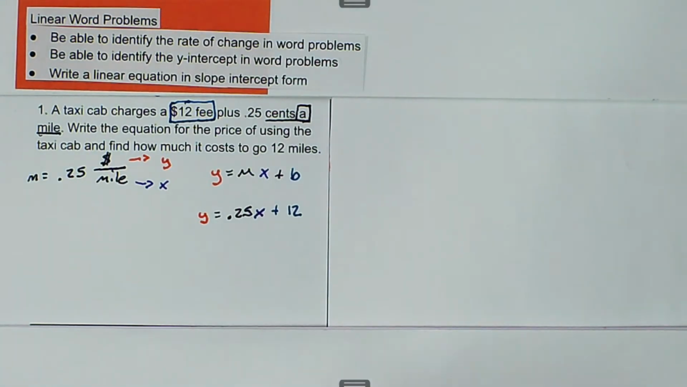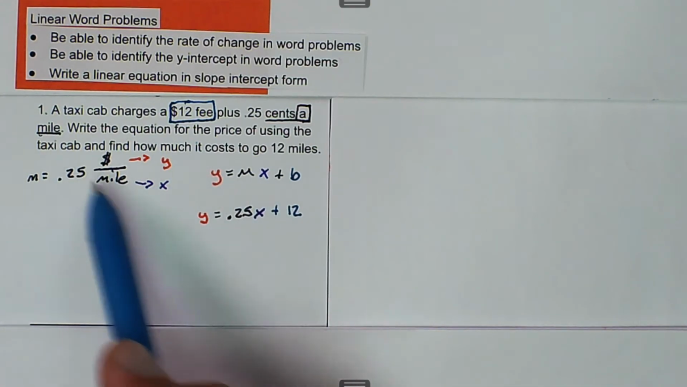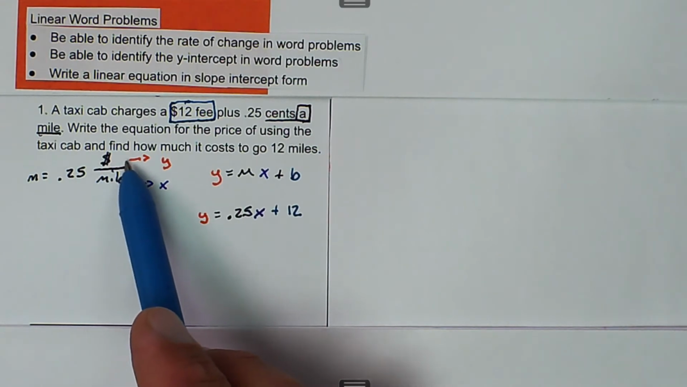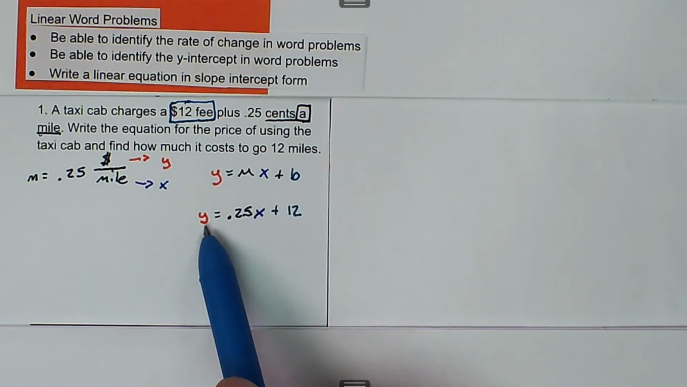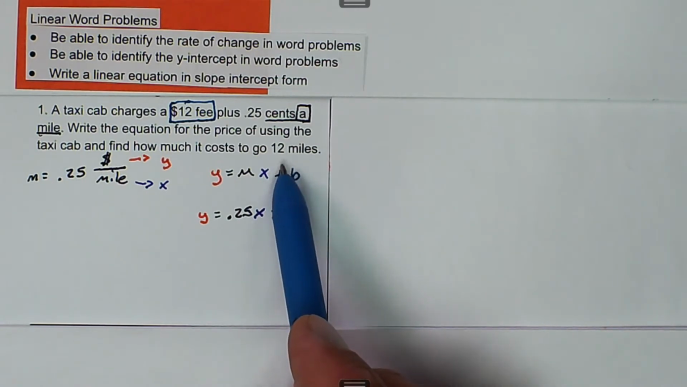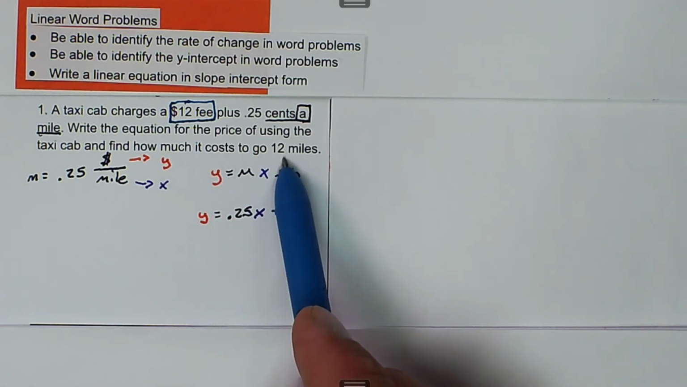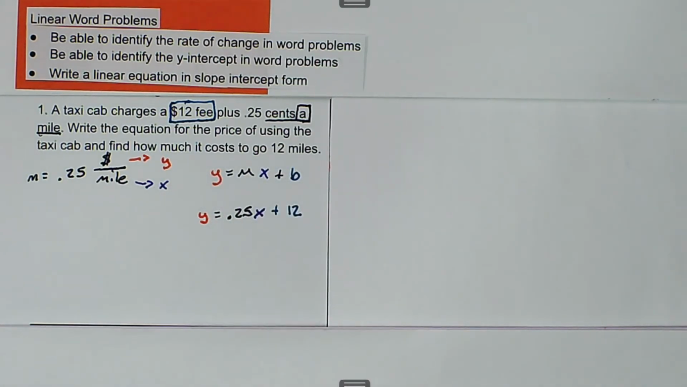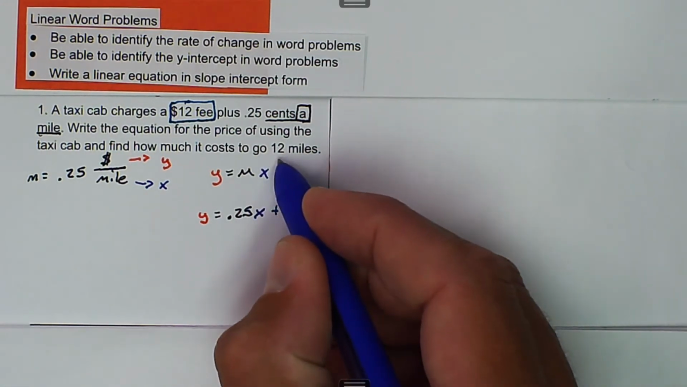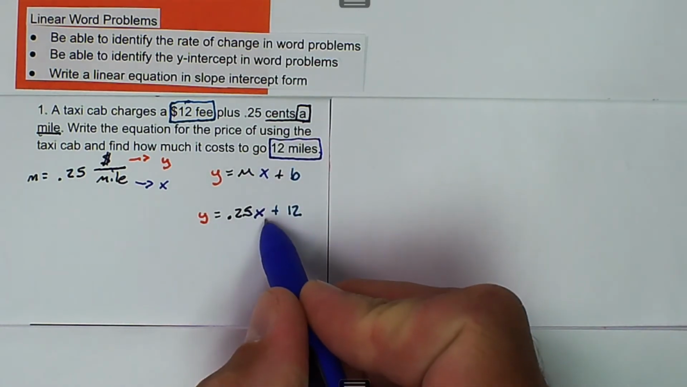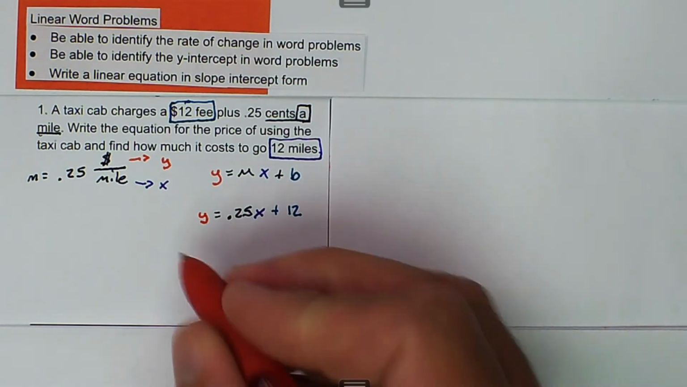So now that we have our equation written out, we can substitute those values in, and we can figure out what the question asks. Write an equation for the price using the taxi cab and find how much it costs to go 12 miles. So we have the equation, and now we have 12 miles. Well, which one, based off of our slope here, where should 12 go in for, which variable? And in this case, the miles goes with our x variable. So that's going to be 12 miles. That's going to be our x variable. So we're going to substitute 12 in for x to figure out what y is.